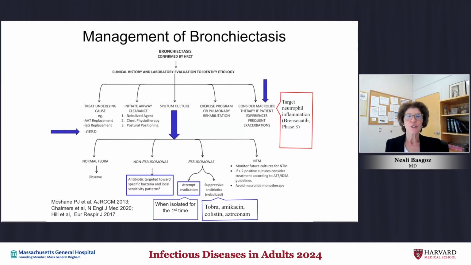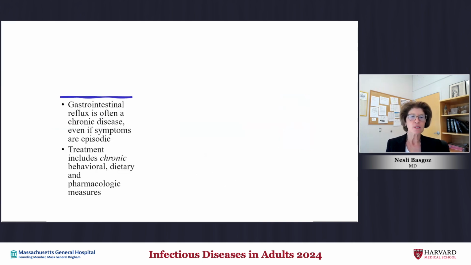So moving on to GERD, GI reflux is often a chronic disease, even if the symptoms are episodic. In our patient that I presented, patient 1, unfortunately, she stopped all precautions for years after her symptoms improved. And that may have led to an unnecessary exacerbation of her bronchiectasis. Treatment for GERD includes not only pharmacotherapy with proton pump inhibitors, but chronic behavioral and dietary precautions.